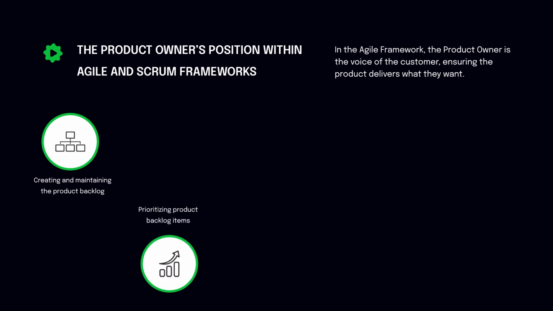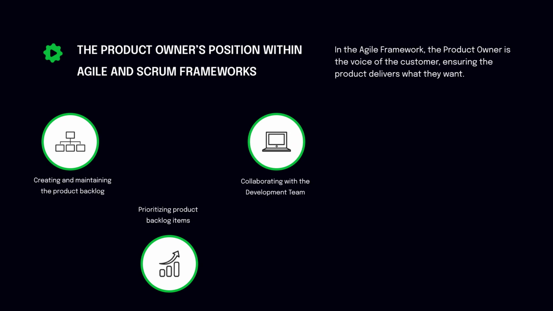Prioritizing product backlog items. They also prioritize the order in which the items in the product backlog are tackled. This means deciding the order in which things get done, based on a variety of factors, like customer value, business goals, market conditions, and dependencies. The aim is to ensure that the most valuable and high-priority items are worked on first.